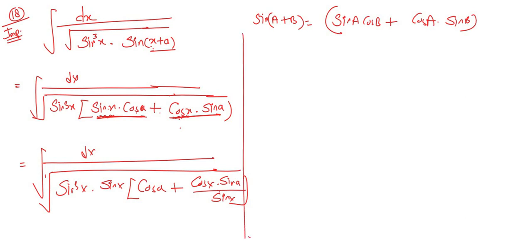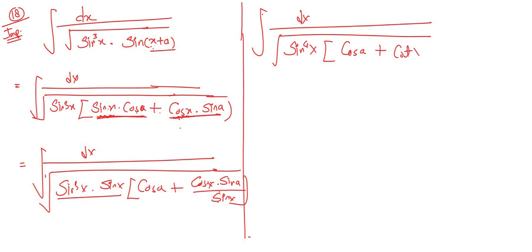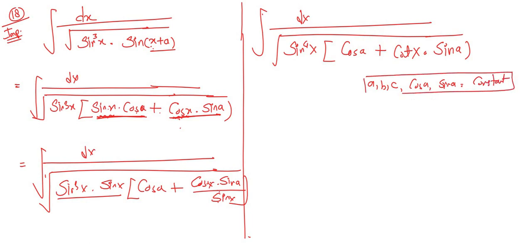So what I will get here is under root of sine raised to power 4x, and this is cos a plus, cos by sine is what? This is cot x into sine a, correct? Remember in maths, a, b, c, cos a or sine a, anything like this is treated as constant. These are not treated as variables. Okay?